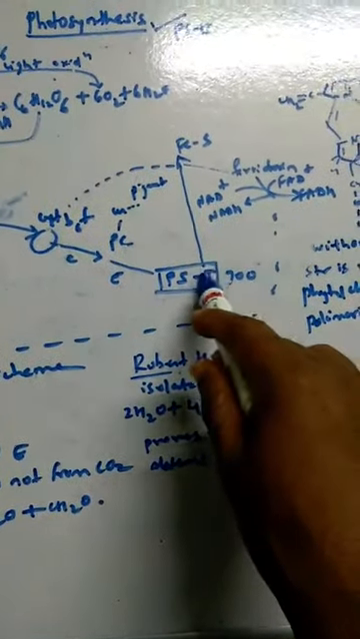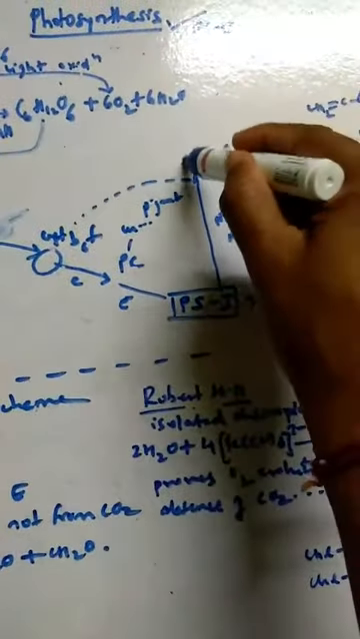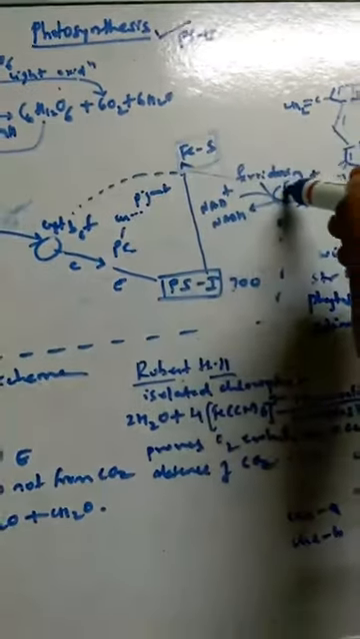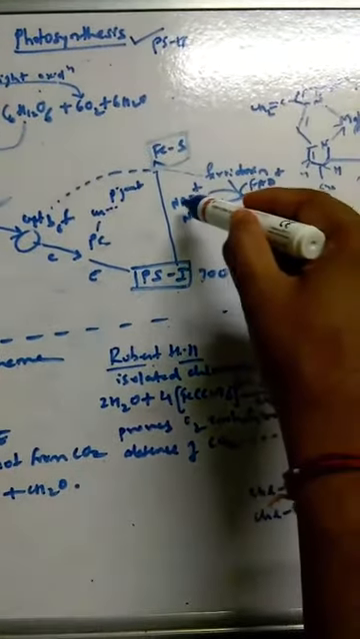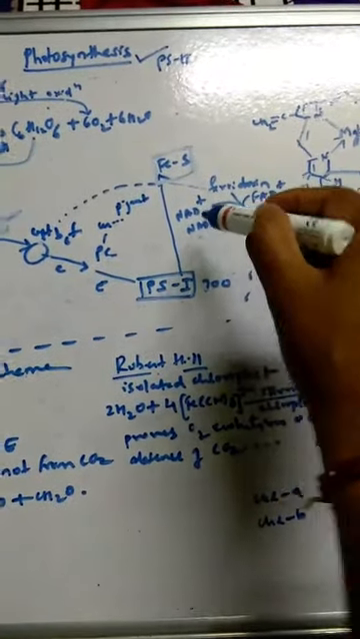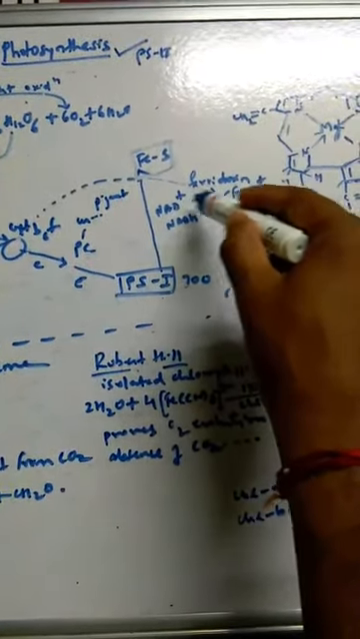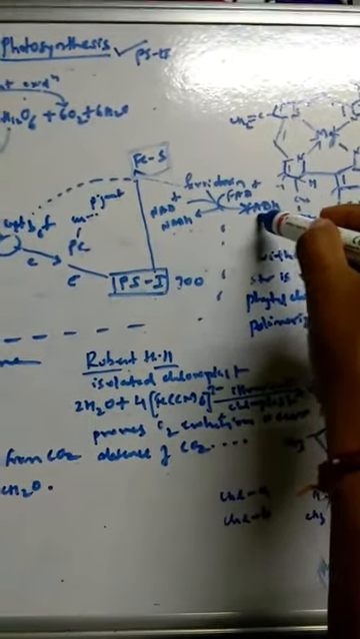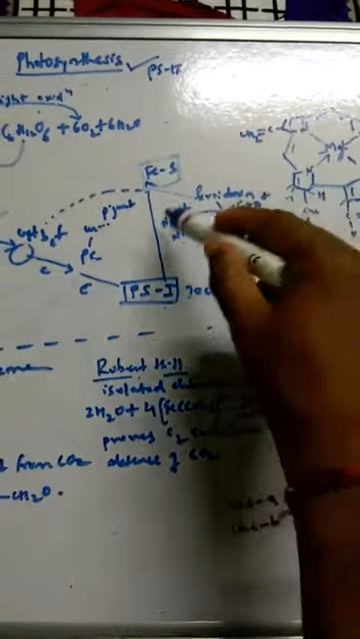From here again it is excited, and the electron is carried by FeS, iron sulfur protein, to ferredoxin, and here the reduction takes place where NADP plus is converted to NADPH. So here there is a reduction.